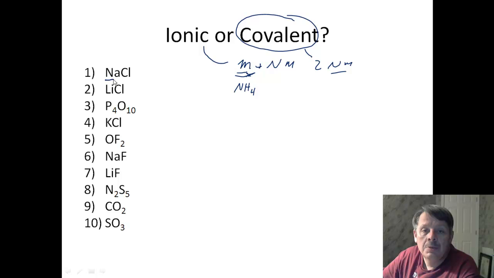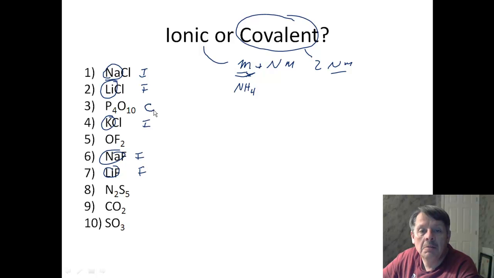Well, sodium is definitely a metal, so it's ionic. Lithium is a metal, it's ionic. Potassium is a metal, it's ionic. Sodium, lithium, those are both metals, they're ionic. Look at the ones I didn't circle. Phosphorus is not a metal. Oxygen is not a metal. Nitrogen, carbon, and sulfur are not metals. So all of those are going to be covalent.